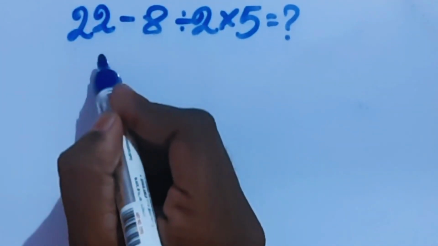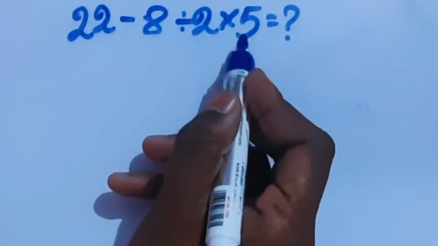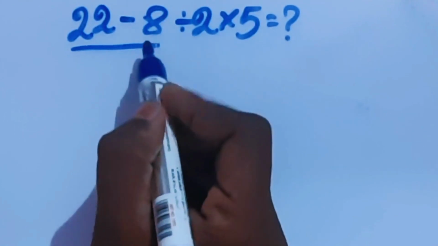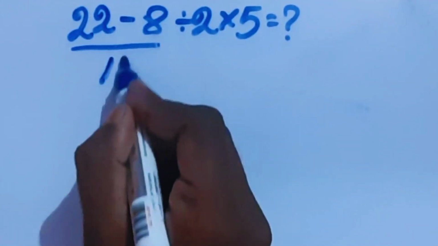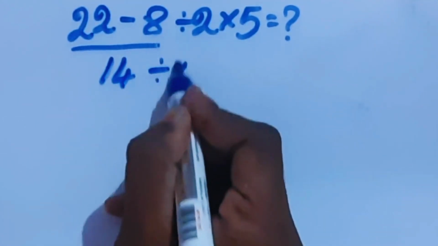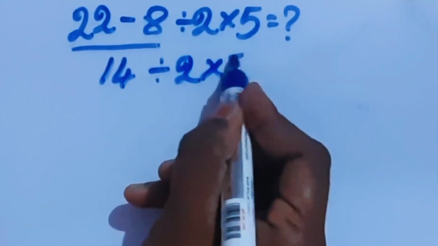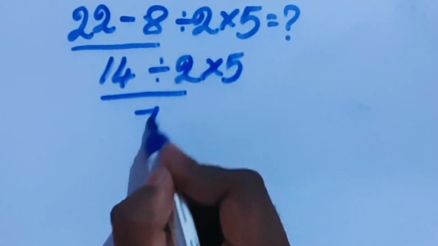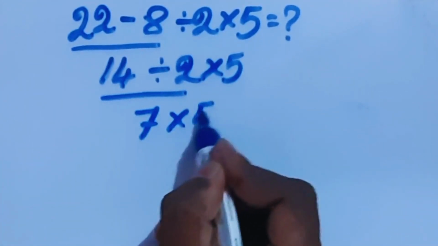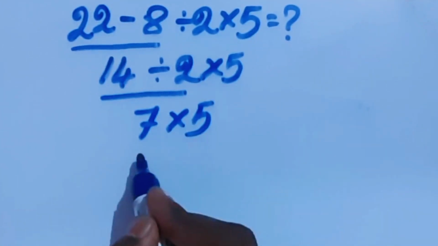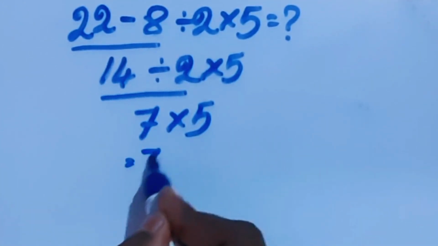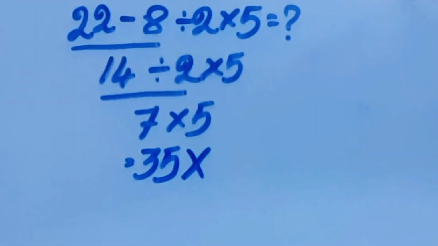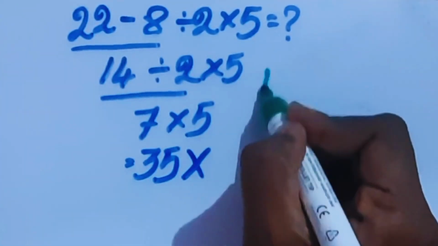Hi guys, most people get the answer 35 for this problem the wrong way. Here, 22 minus 8 is 14, divided by 2 is 7, times 5. 7 times 5 is 35. This is wrong.